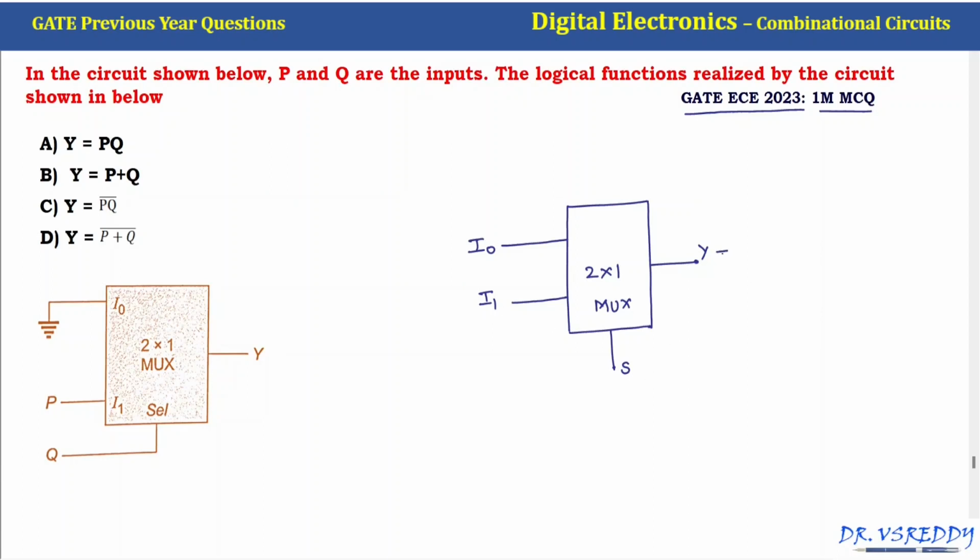So the output Y is equal to S bar into I0 plus S into I1. Now for the given 2:1 mux, Q is the selection line, so the output Y is equal to Q bar into input I0 plus Q into I1. Here I0 is 0, so Y is equal to Q bar into 0 plus Q into I1, which is P. So Y is equal to QP. The final answer is A: Y is equal to PQ.